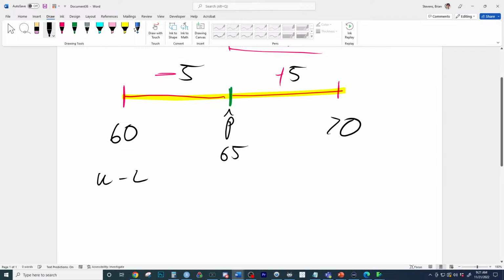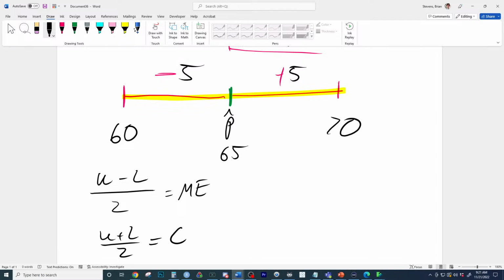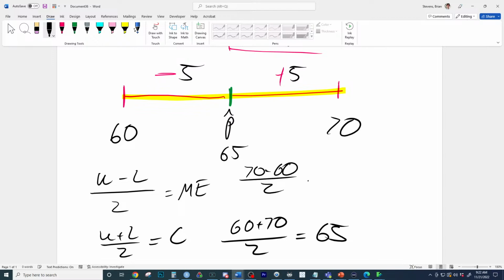Upper minus lower divided by 2 equals ME, the margin of error. There's also the formula upper plus lower divided by 2 equals center. If you average the numbers, 60 plus 70 divided by 2 is equal to 65. That's the center of the interval. If you take 70 minus 60, that's the length of the interval, which is 10. So you get 10 over 2, which is equal to 5, which is the margin of error.